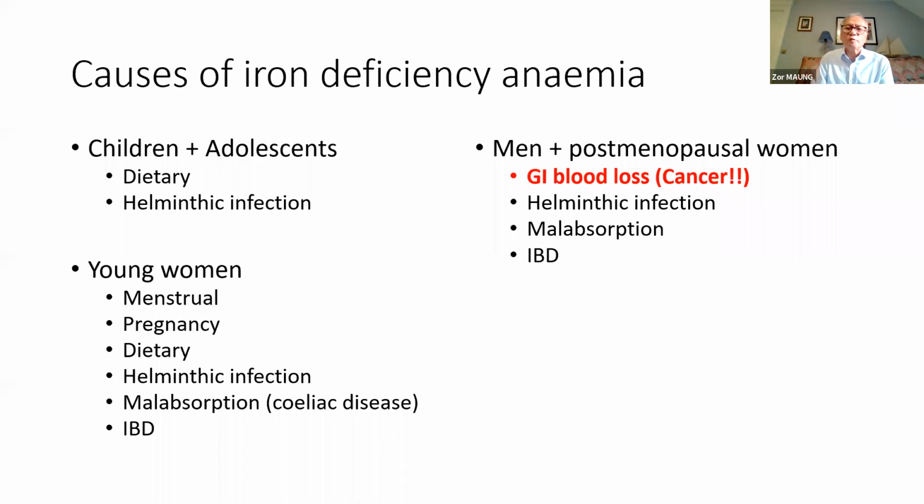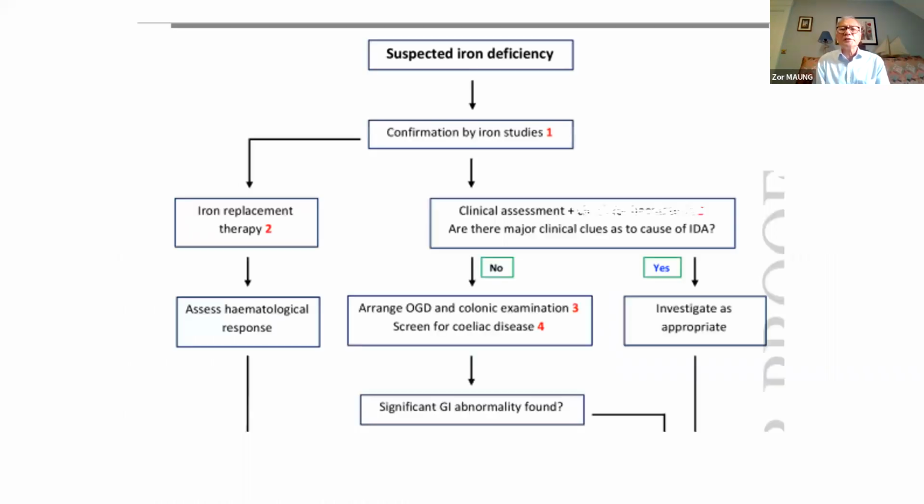In men and postmenopausal women, you always have to consider underlying gastrointestinal blood loss, and whether you should refer the patient to a gastroenterologist. Helminthic infection is less common in men and postmenopausal women, and malabsorption and inflammatory bowel disease are other causes. Depending on the likely causes, you can plan the further investigations.